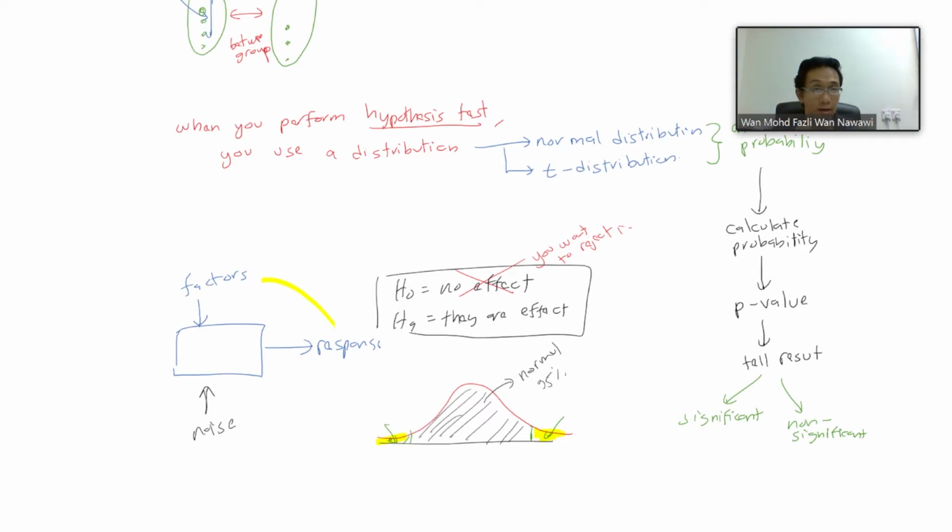When this is abnormal, then you say that there is some effect. By right, there is no effect, that is normal. But if there is abnormal, then there are effects. So you reject the null hypothesis, and that's the reason why you can say your test is significant or not significant. So that's the thing.